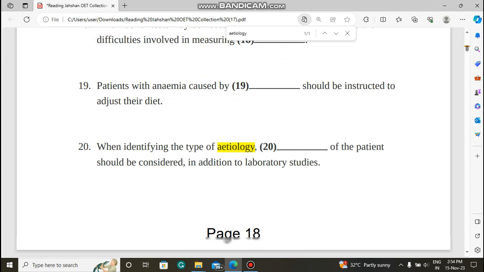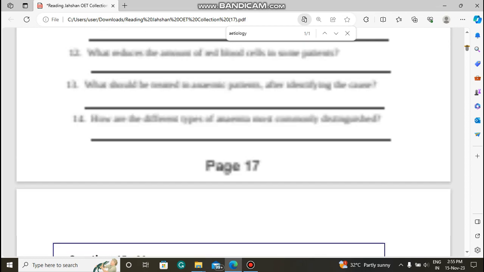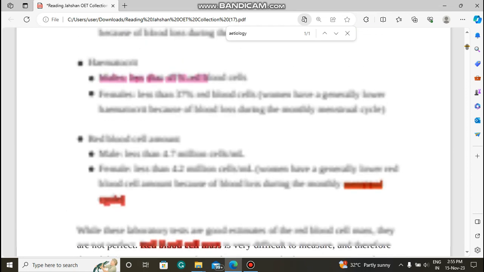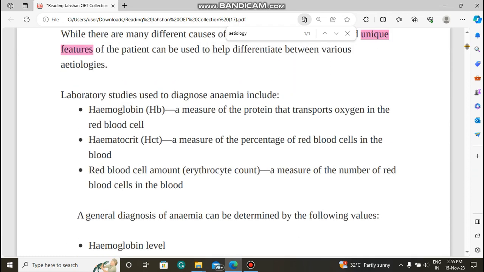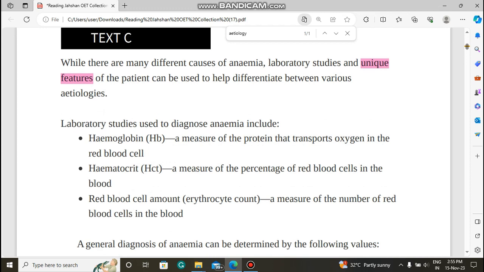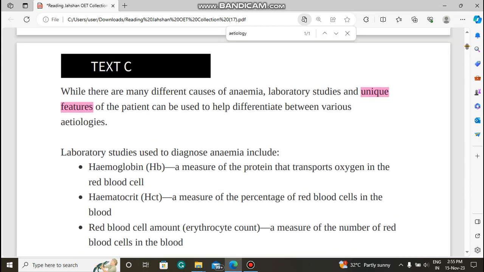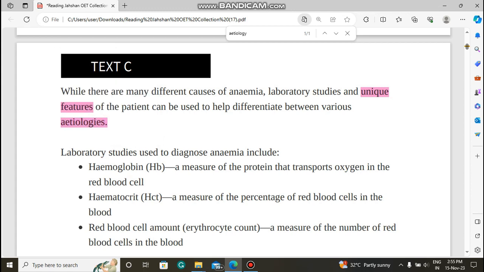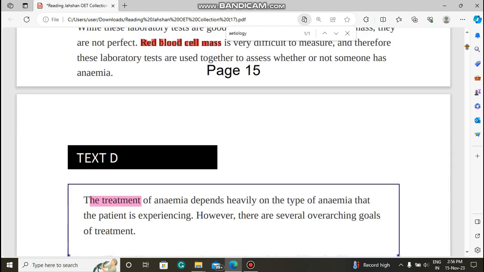What of the patient should be considered in addition to laboratory studies? It should be in paragraph C. Yes, the same term has been used, etiologies, and just prior to that, unique features of the patient: unique features, laboratory studies and unique features. So the answer of the 20th question is unique features.